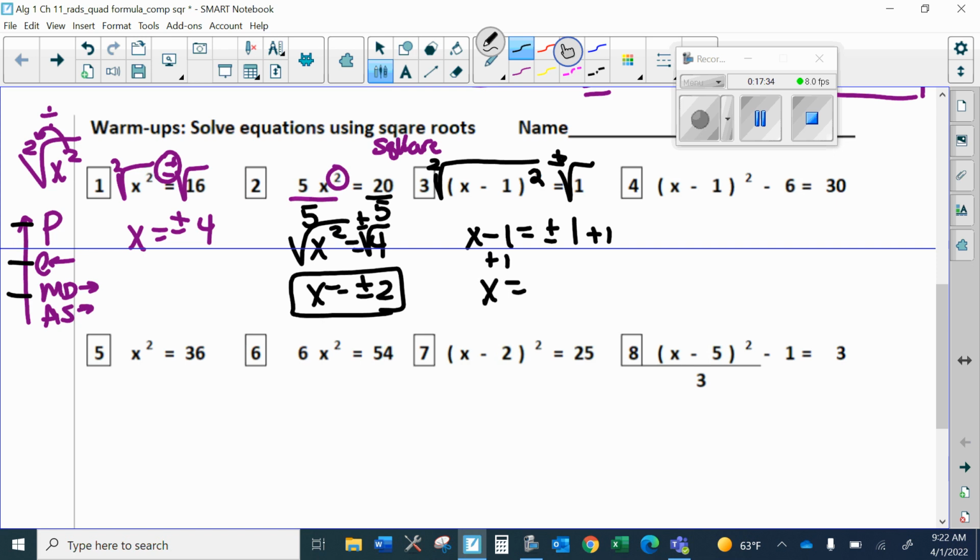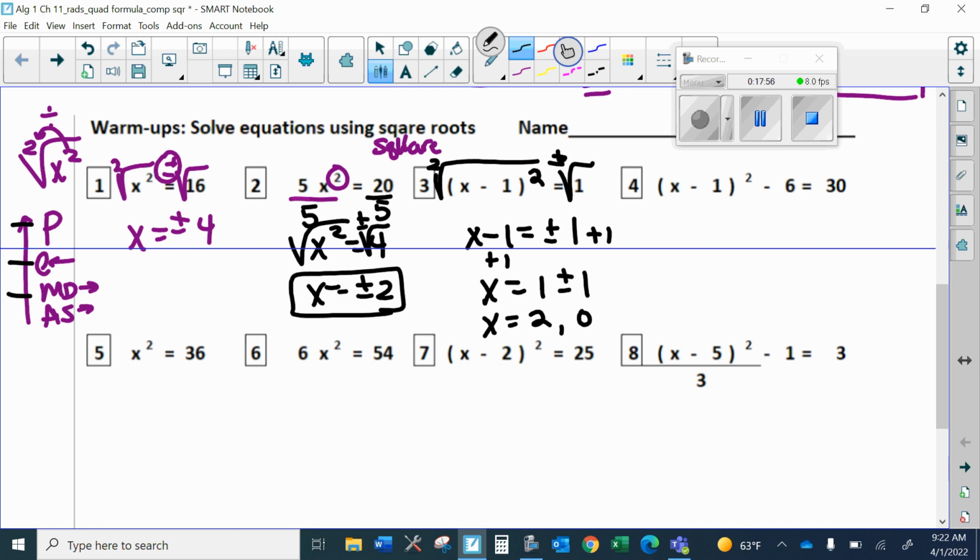So now I have x equals 1, added across, plus or minus 1. Well, that's 2 answers. I have to actually calculate. 1 plus 1 is 2, and 1 minus 1 is 0. That's not a point, 2, 0. That's 2 and 0. 2 different answers. Don't think that's a point. That's why you're not going to see me write parentheses around it. That would be a point.